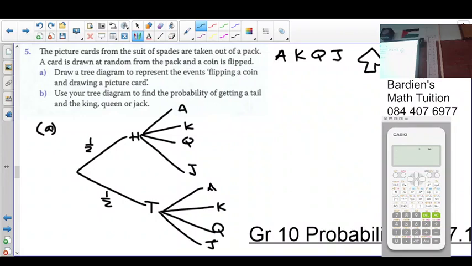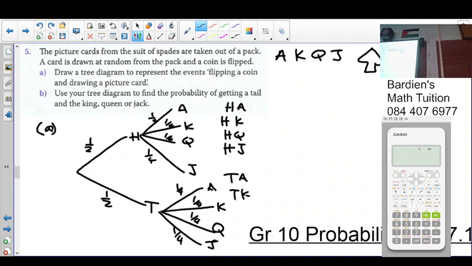Okay. What is the probability on this branch here? Quarter. Quarter. Quarter. Yeah? Quarter, quarter and a quarter. What are my outcomes? It's ace, it's king, it's queen, it's jack. Tails ace, tails king, tails queen, tails jack.